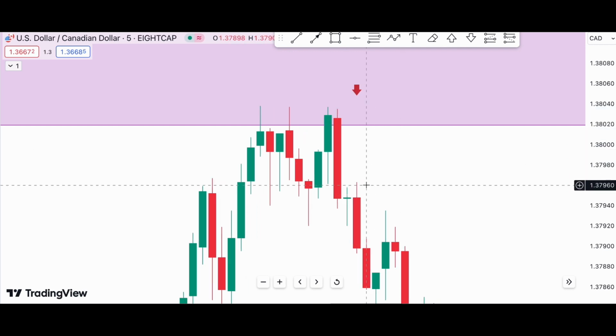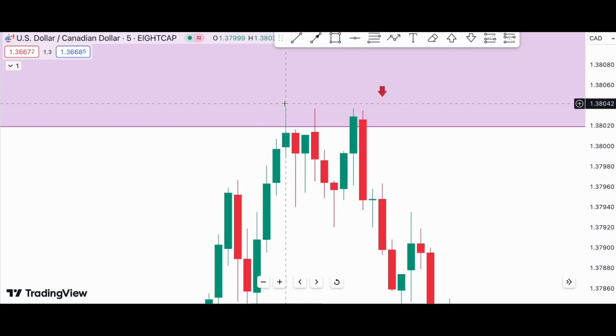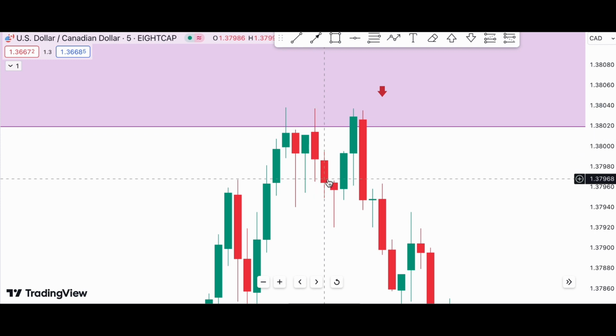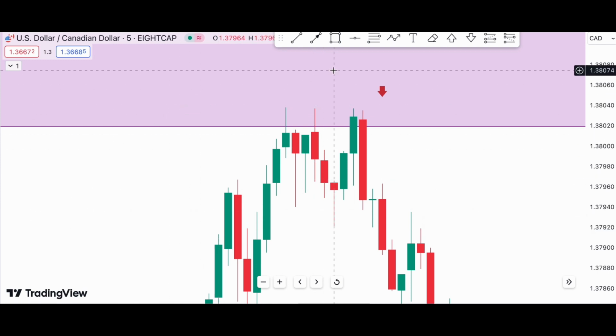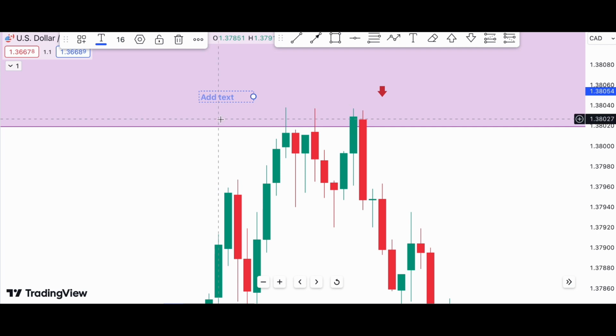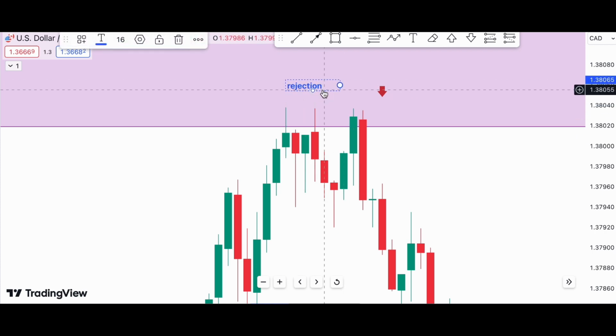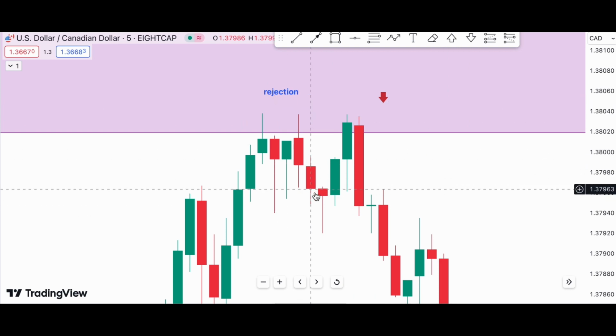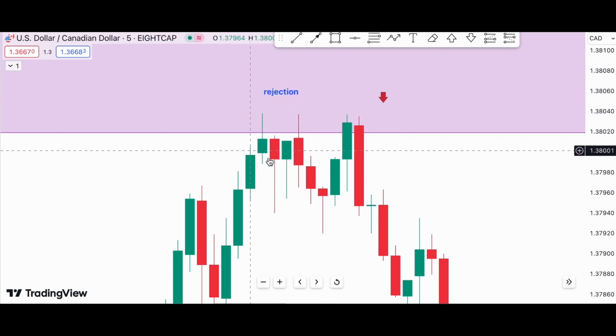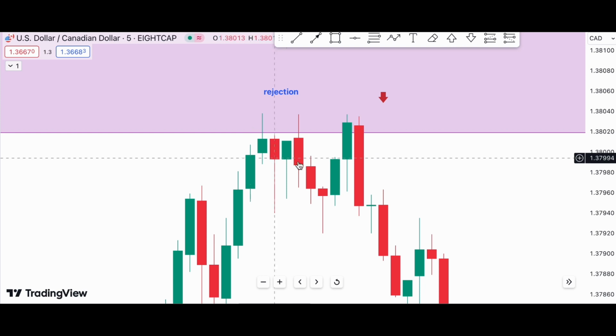When the price enters the zone for the first time, we want to see a rejection here. This is a very important key, a keyword: rejection. So right here, we can see the first rejection, then the second rejection. And after the second rejection, right here is actually a type of bearish engulfing.